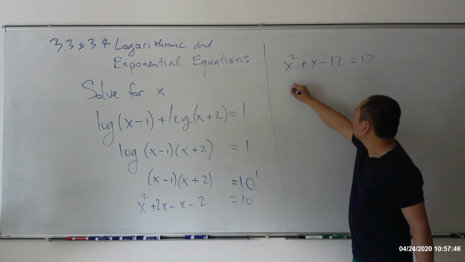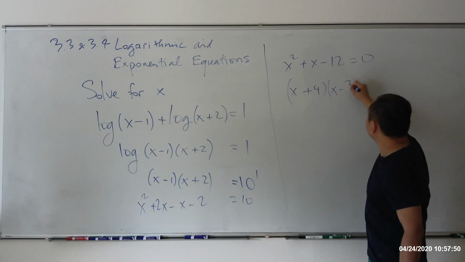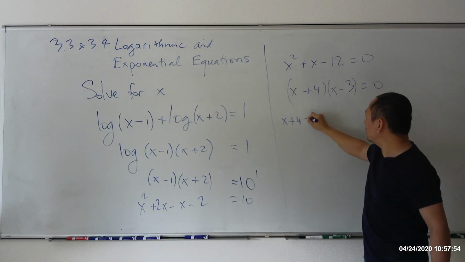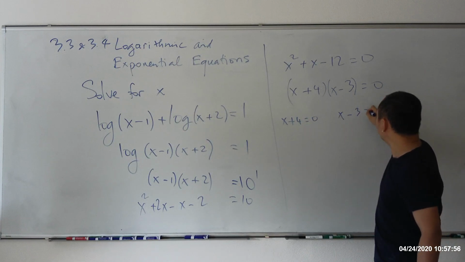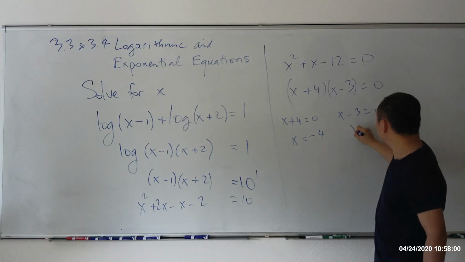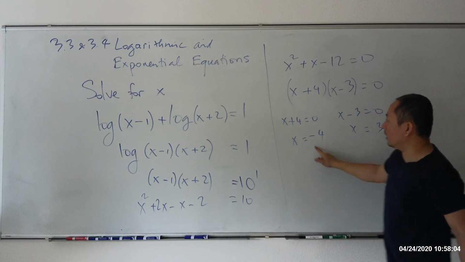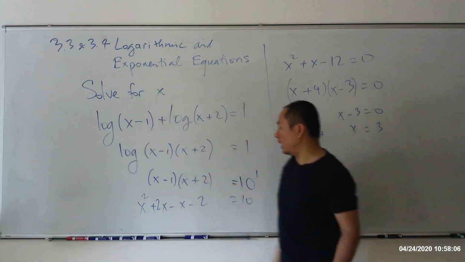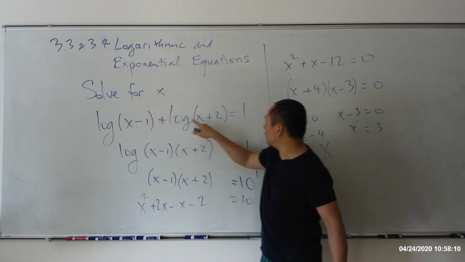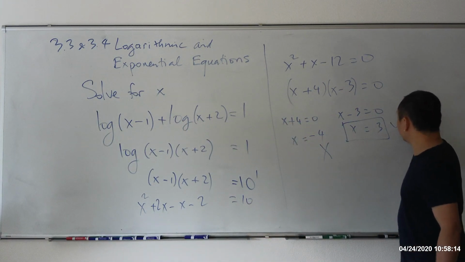So it's x plus 4, x minus 3 equal to 0. So you have x plus 4 equal to 0, or x minus 3 equal to 0. Two possible solutions, x equal to negative 4, or x equal to 3. And again, plug in and check. Negative 4 minus 1 is negative 5. Not good. 3: 3 minus 1 is 2, 3 plus 2 is 5. Yes, it should be good.